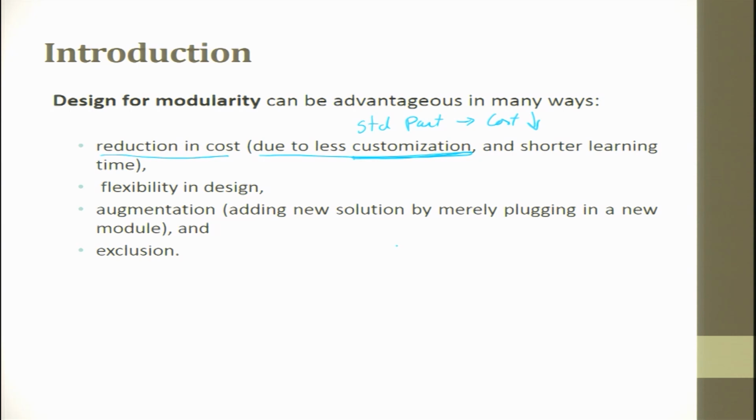For example, if you take a smartphone, you try adding apps. Each app does a particular function, so you can say this is modular. The augmentation, adding new solutions by merely plugging in a new module, is almost the smartphone example, but this is very much talked about in software. In hardware it is slightly difficult because there is energy consumption and other things. These are the benefits or advantages of following design for modularity.